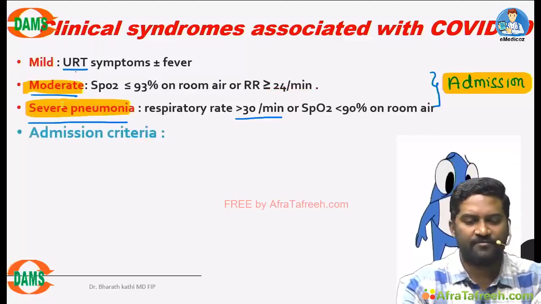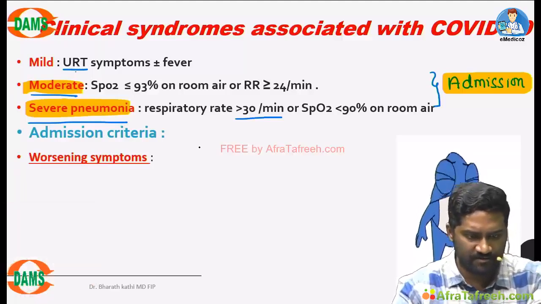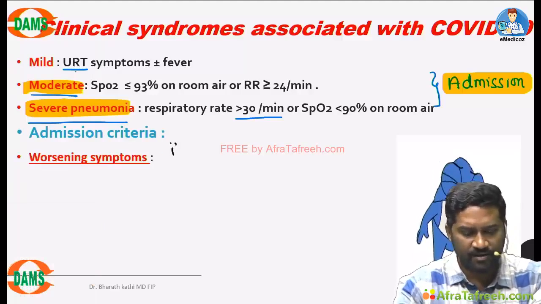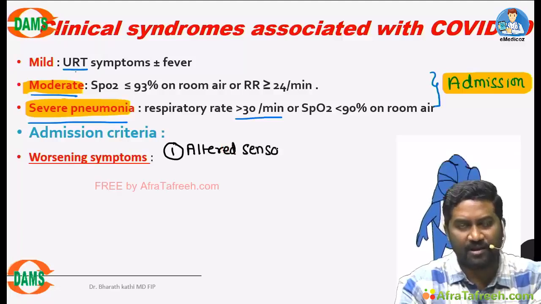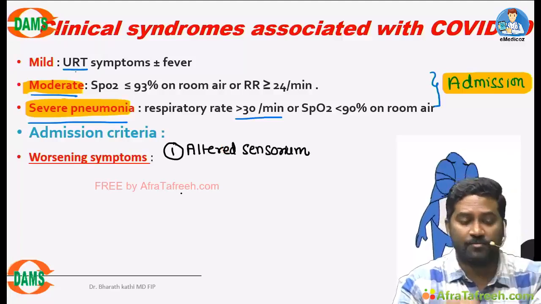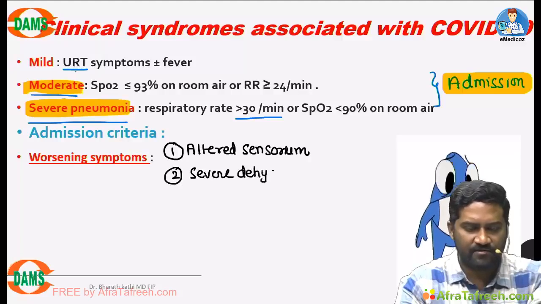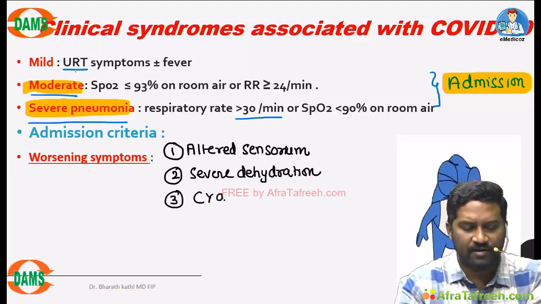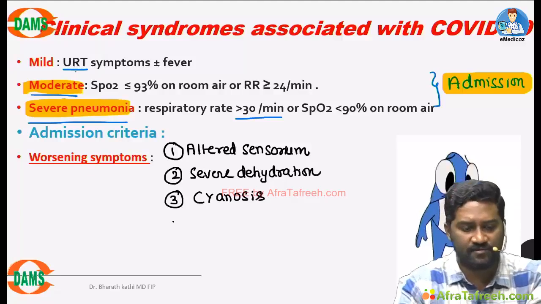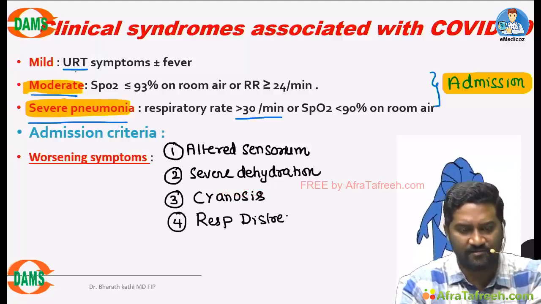Apart from this, there are a few worsening symptoms. When you see the patient, if the patient is having these, the patient should be admitted. Worsening symptoms include: is he having any altered sensorium? Because of continuous hypoxemia, he might have developed altered sensorium. Any severe dehydration, because of the illness he is not taking fluid properly. Because of continuous hypoxemia, there can be cyanosis. Is this patient having any respiratory distress? Then any persisting chest pain.